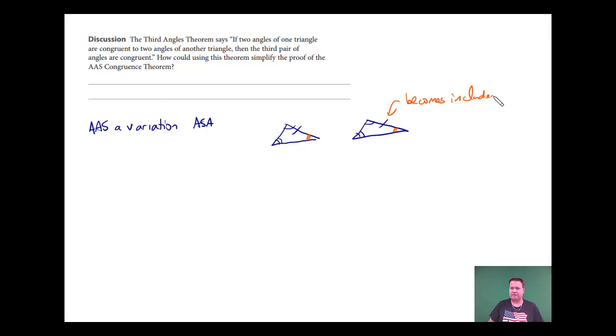So whereas before it wasn't an included side, if I could make the determination that the third angles are also congruent, all of a sudden this side would be between 2 angles I know. And then I can use angle, side, angle. So angle, angle, side is just a variation of angle, side, angle. But if I do know angle, angle, side, then it does simplify making 2 triangles congruent, creates less steps.